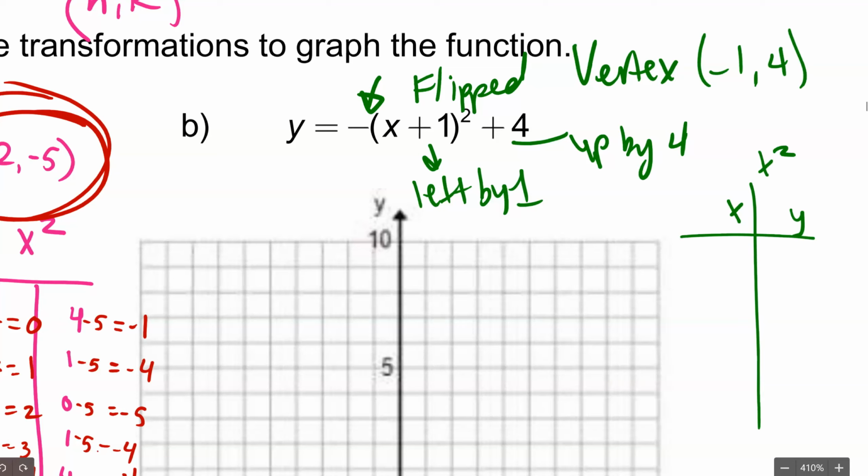So notice when you're in vertex form, this is definitely the easiest way to do it. So let me plug in my points, -2, -1, 0, 1, 2. 4, 1, 0, 1, 4. It's the same every time. If you forget, just square. -2 squared is 4.